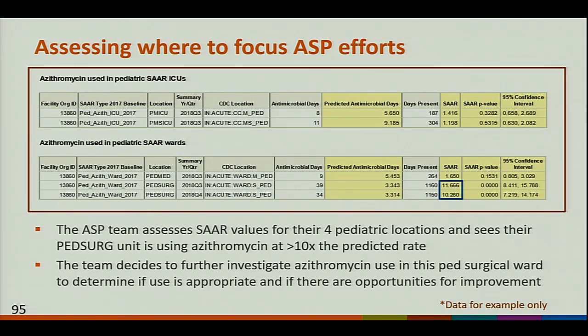The hospital's ASP team used the report to assess SAAR values for their 4 pediatric locations. They see that their pediatric surgical ward, location named PedSurg, shown in the column labeled Location, is using azithromycin at more than 10 times the predicted rate. The team then decides to further investigate the usage of azithromycin in this ward to see if the excess use is appropriate or not. If they find evidence of inappropriate use, that can be an opportunity to improve usage of azithromycin.